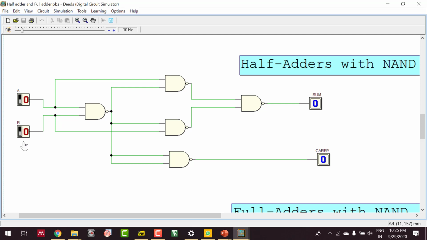When you keep both inputs 1 and 1, you are supposed to produce sum 0 and carry 1. Let's try. So it is producing that. If I give one of the inputs as 0, it is going to produce sum 1 and carry 0. So this circuit is working properly as per the half adder rules.